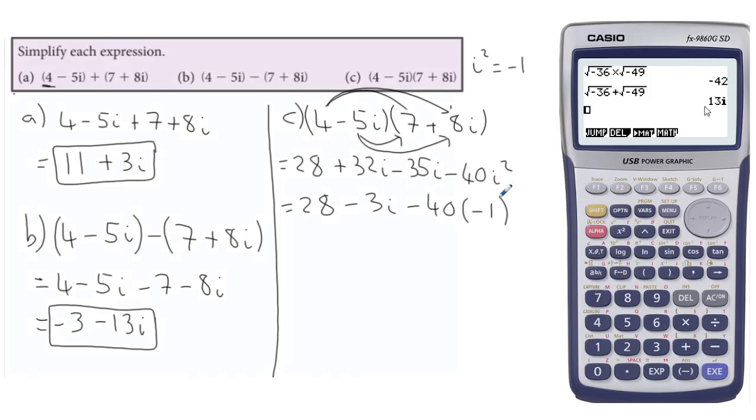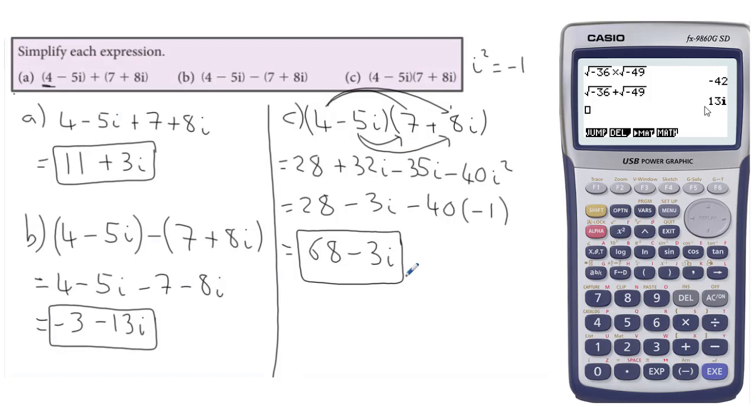So that's going to end up being plus 40. 28 plus 40 is 68. So it equals 68 minus 3i. Remember, i squared equals minus 1.